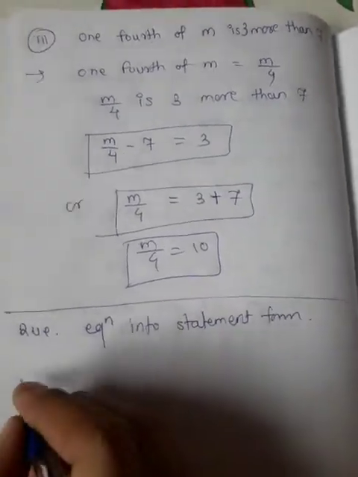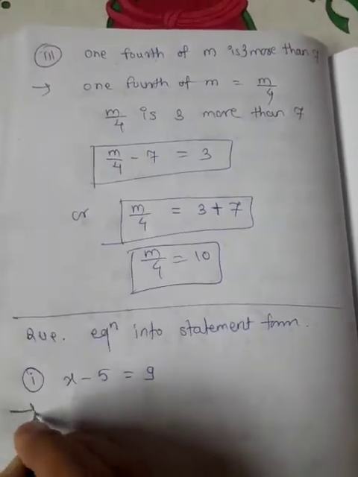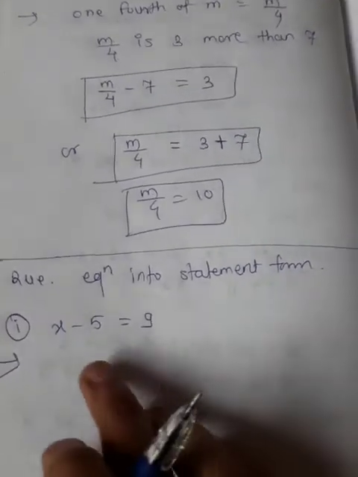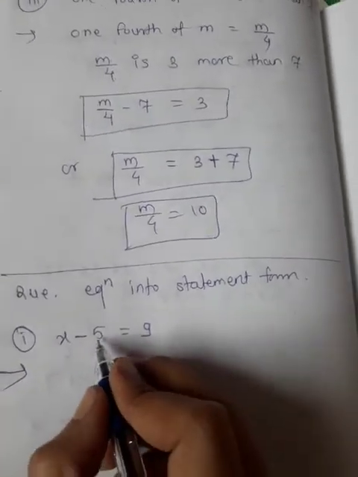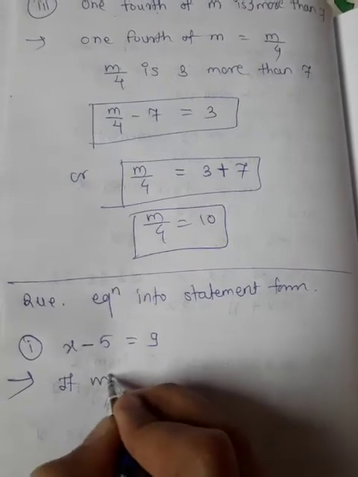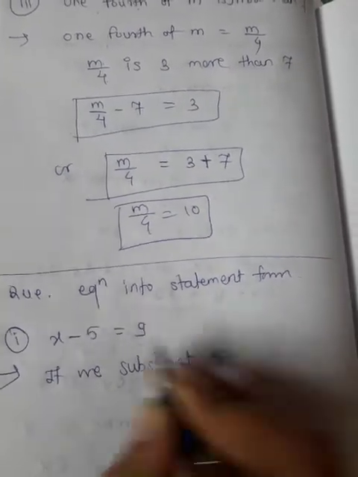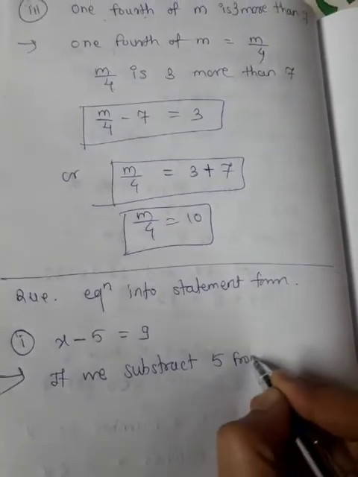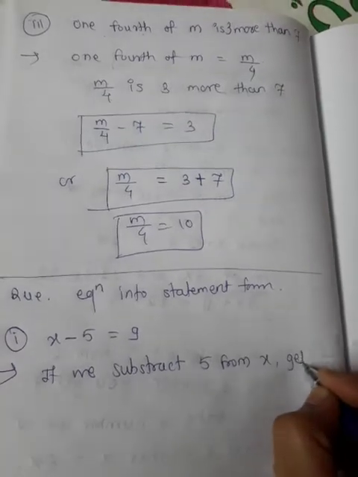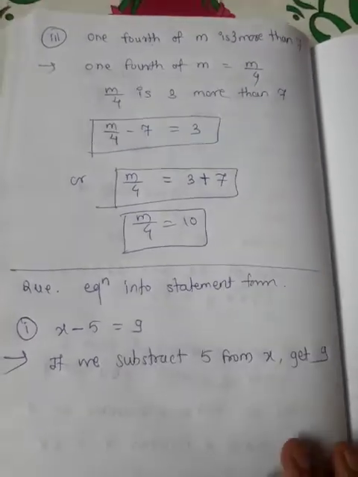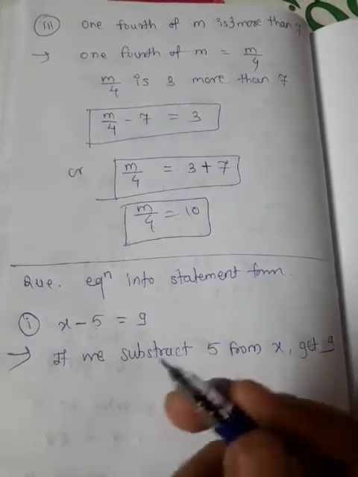Okay, so the first equation is x minus 5 is equal to 9. We have to write this equation in word form. So what can we write? We can write: if we subtract 5 from x, we get 9. Or you can write: the difference between x and 5 is 9.